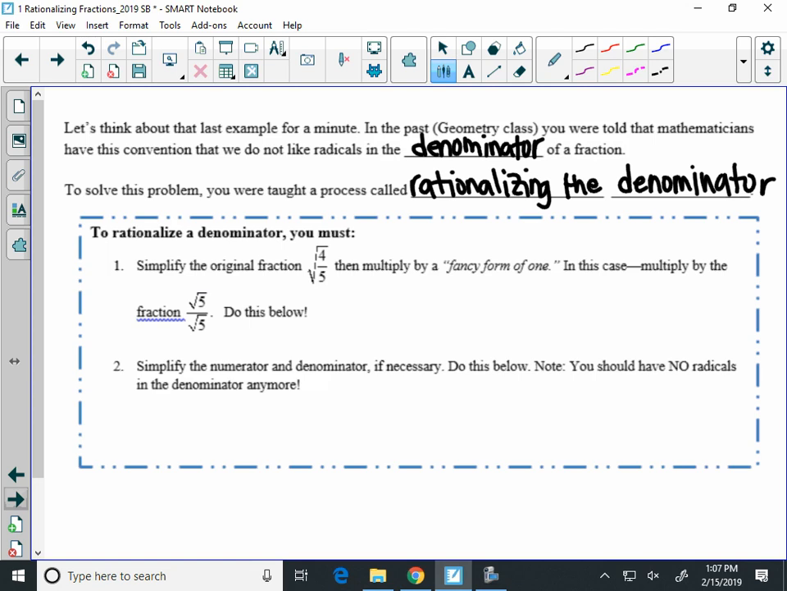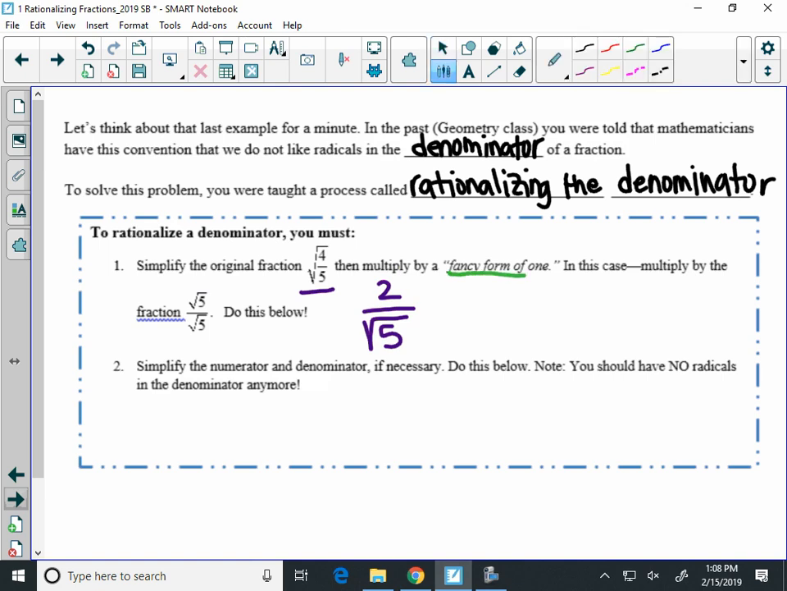Now, let's talk about how to rationalize this. I have our original fraction, radical 4 over 5. And what we did is the first thing is we need to simplify this fraction that we started with. We already did that, and we said that that was equal to 2 over radical 5. So you simplify the fraction as much as you can to start. Secondly, we need to multiply this fraction by a fancy 1. A fancy form of 1.